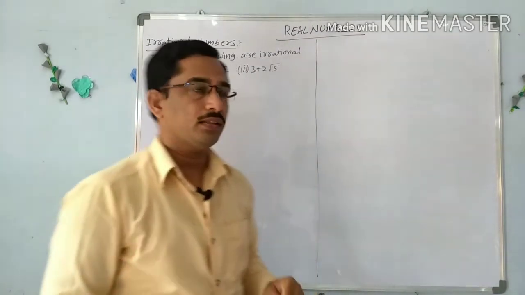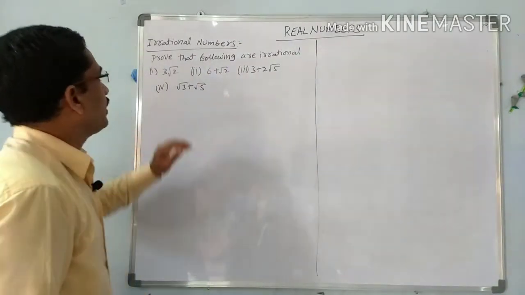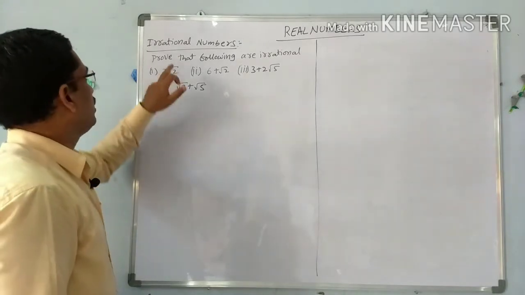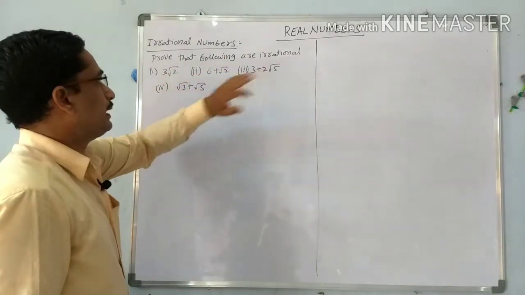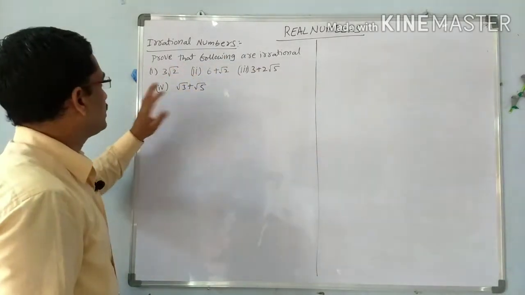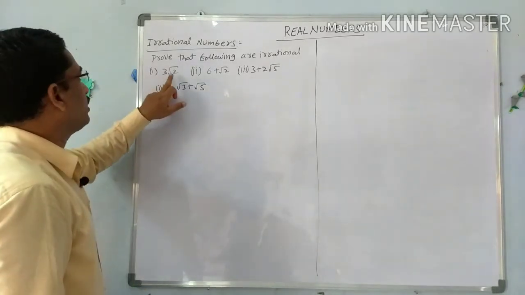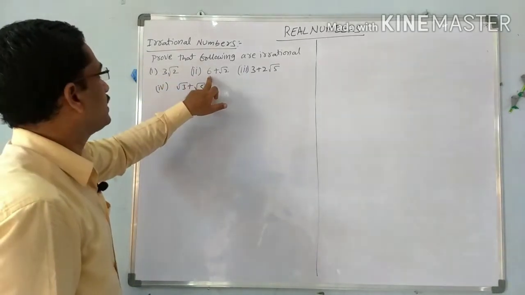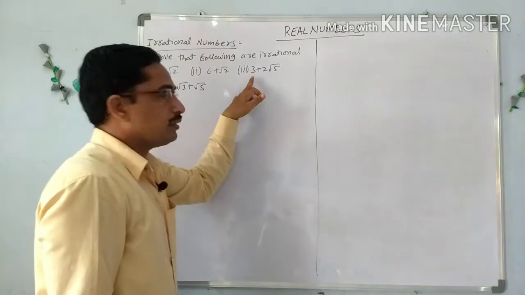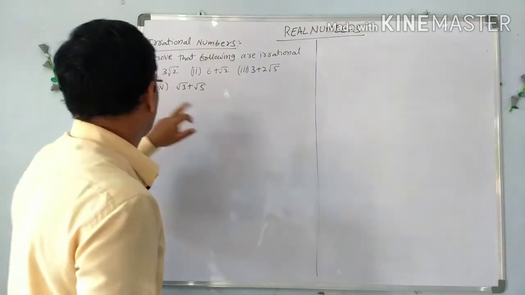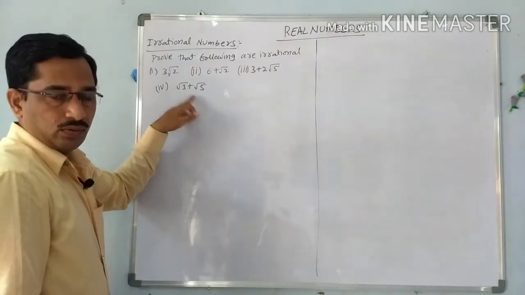Here I take some problems related to exercise 1.4. Prove that the following are irrational. We have to prove these are irrational. First problem: 3 into root 2. Second, 6 plus root 2. Third, 3 plus 2 root 5, and fourth, root 3 plus root 5.